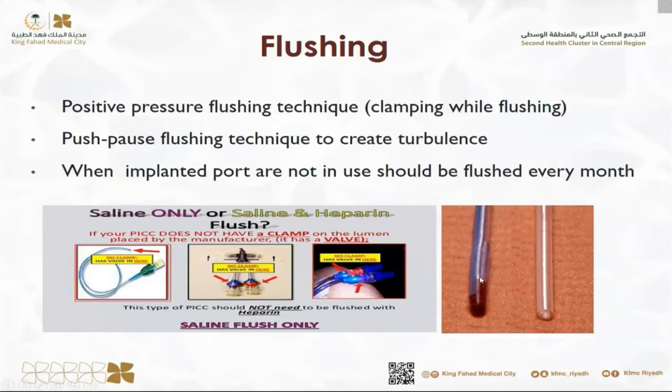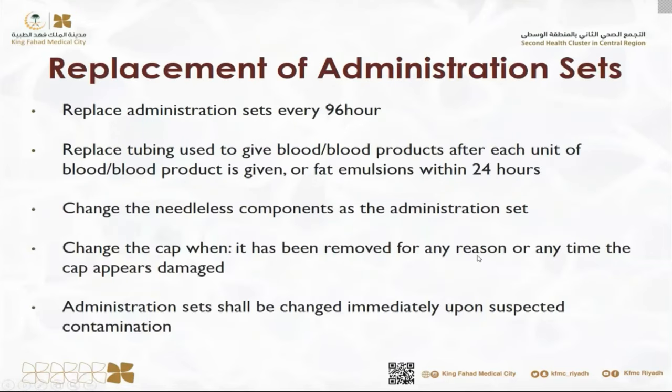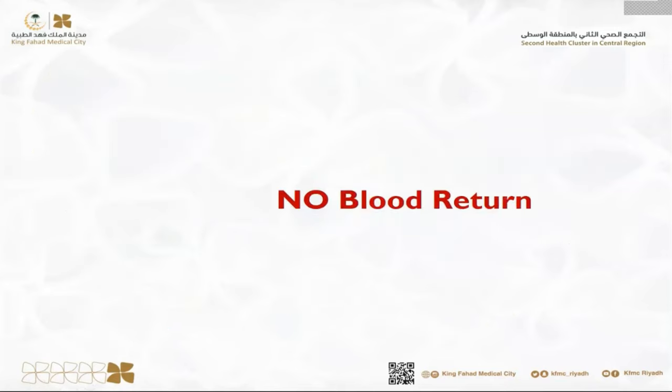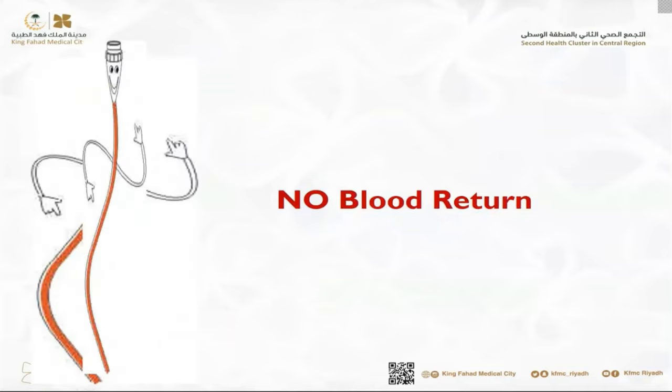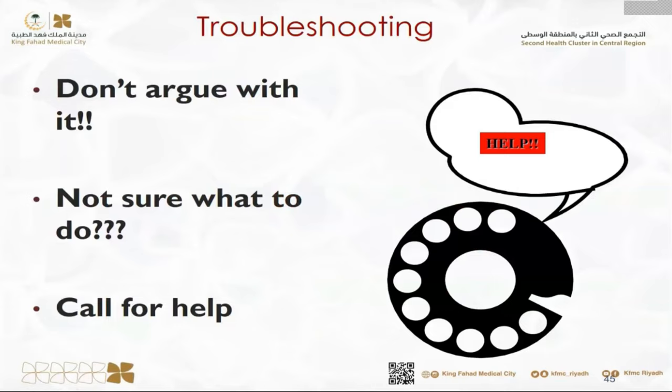Without valve you need to heparinize the line as per your policy. Replacement of central line, it was mentioned yesterday, every 96 hours, and whenever you have a new set you have to use a new set for central line. And whenever there is no blood return, you cannot give medication, you need to do investigation, you need to inform the doctor, you need to check if the tip of the central line is in place prior to doing that.